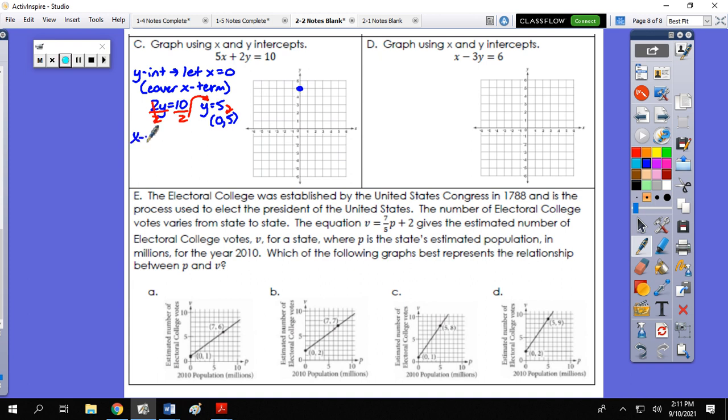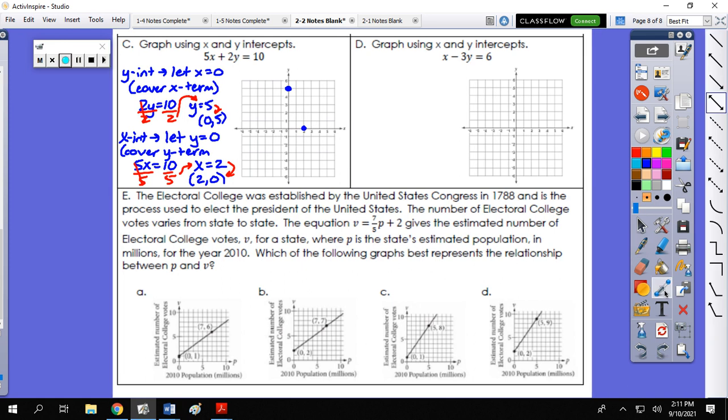Then we do the same thing to find the x-intercept, except instead of letting x equal 0, we let y equal 0, meaning we cover the y term. When we cover up the y term, we're left with 5x equals 10. Divide by 5, we get x equals 2, which gives us the point 2, 0 as being on that line. So we graph the point 2, 0, and in theory, those are all the points that we need to draw a line, because we only need 2 points to define a line. We should have learned that in geometry class previously. Okay.